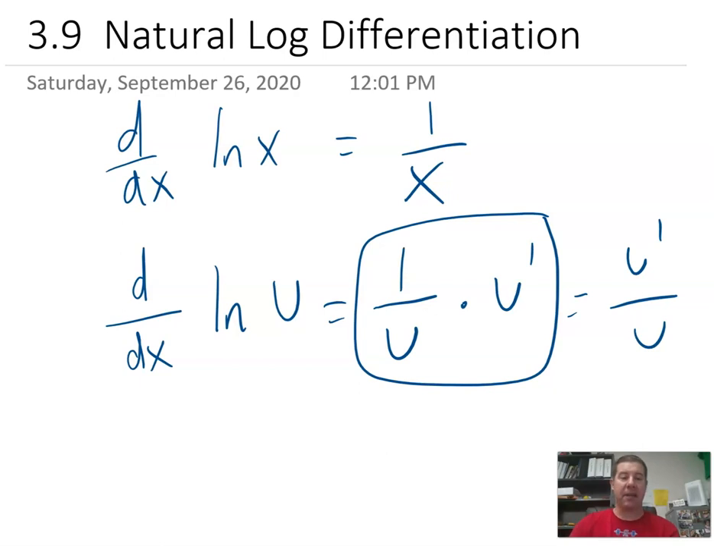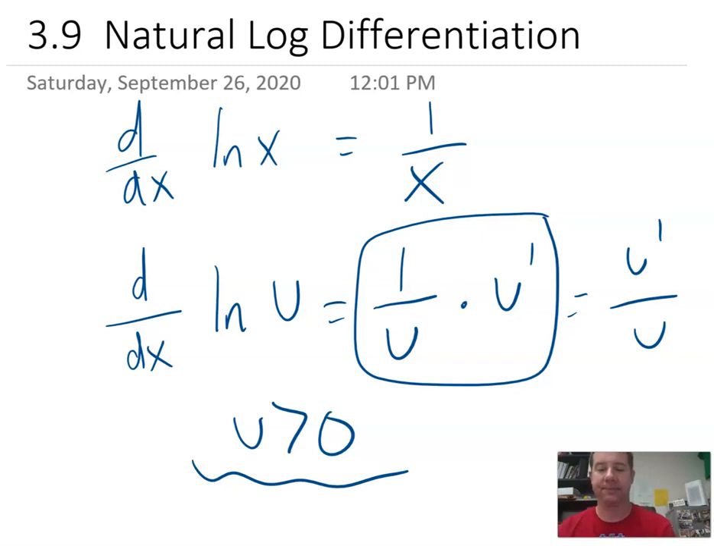And being mathematically correct here, I almost forgot to add that in this case, the qualifier would be that u has to be greater than 0. That way we can actually take the natural log of it. But I should probably add that little piece there, just as a qualifier.